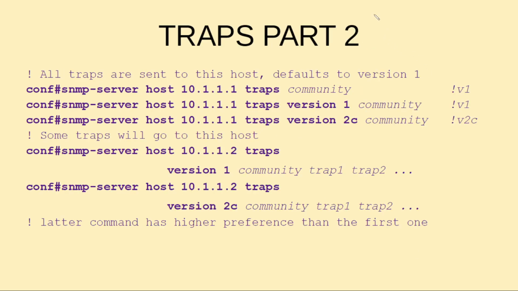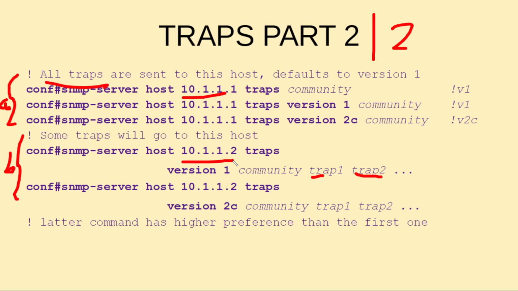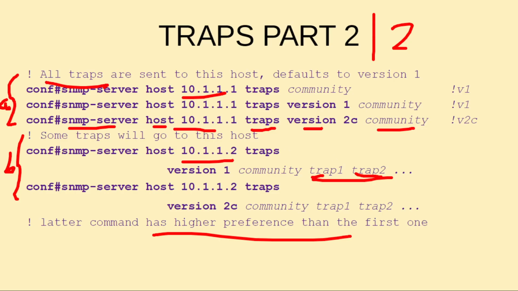For the second stage of configuring traps, we have two options. Option A will send all traps to a particular network management system. Option B will let us send a particular set of traps to a particular network management system. The command is almost the same: snmp-server host, the IP address of the network management system, traps, version, and community. The only difference is this list. We can use both options at the same time. If we do so, option B will have higher preference to whatever we configured at option A.